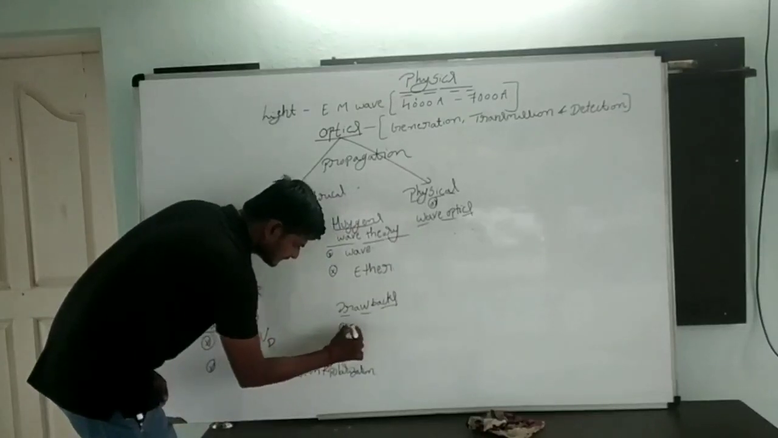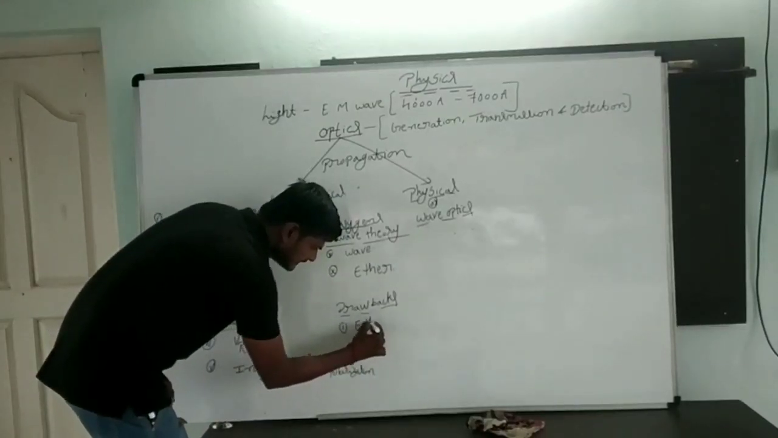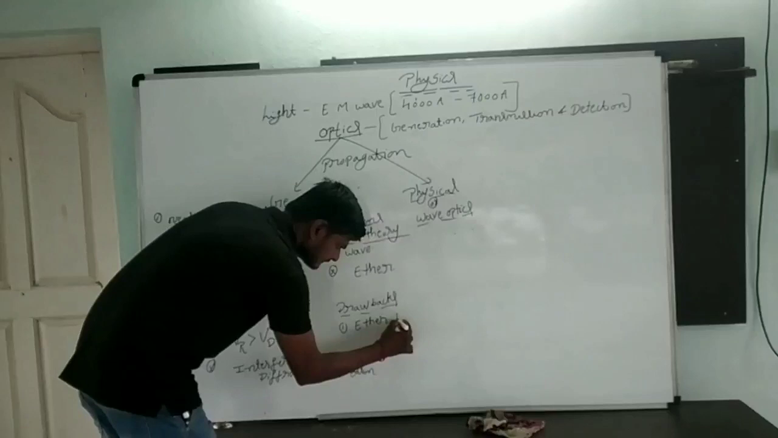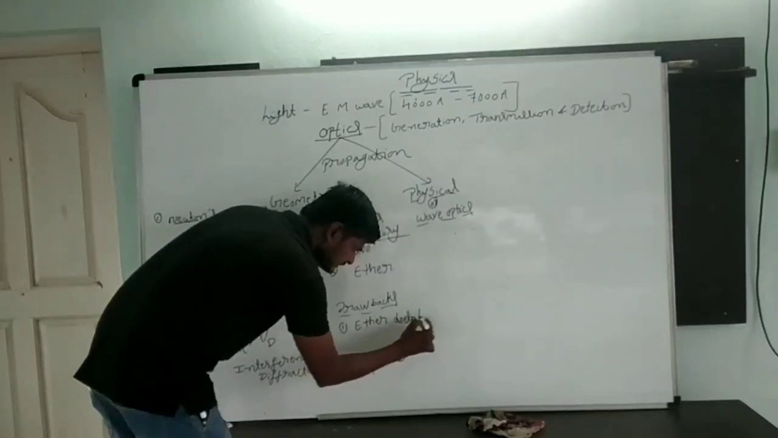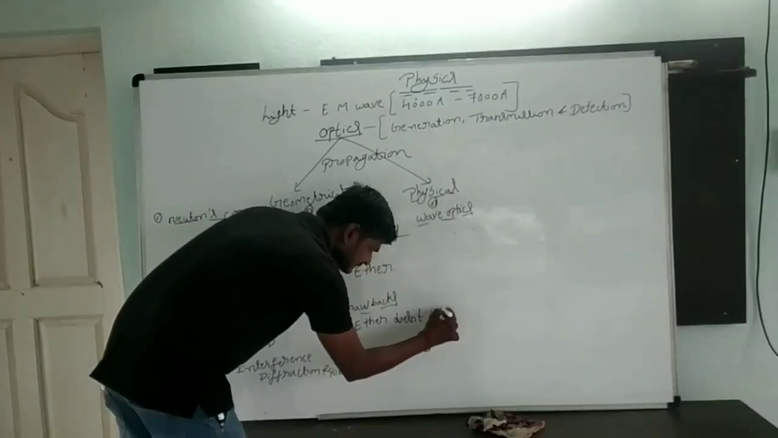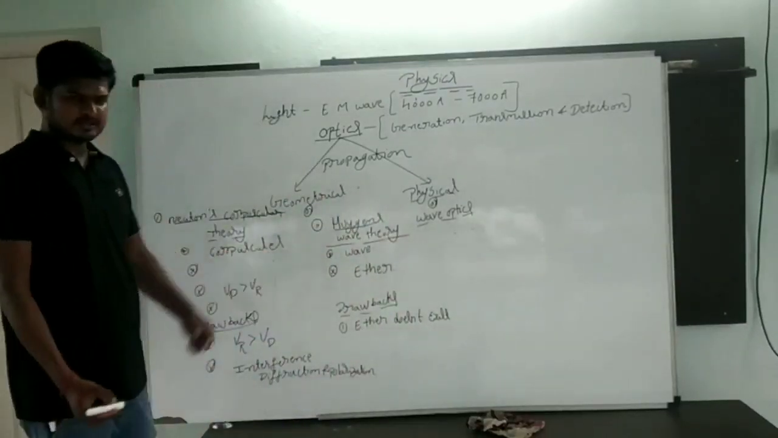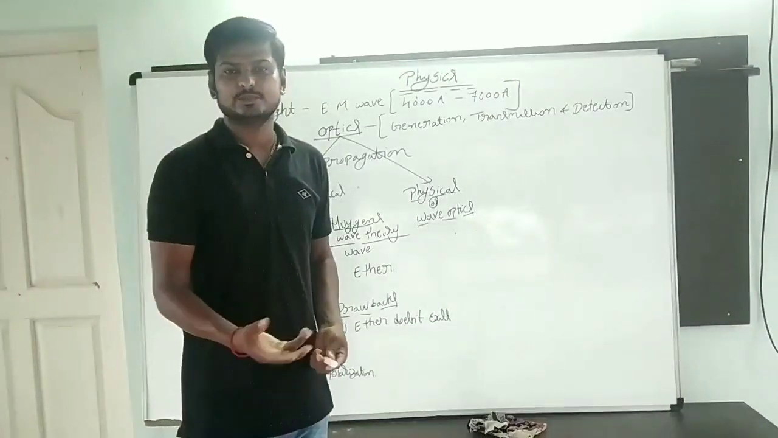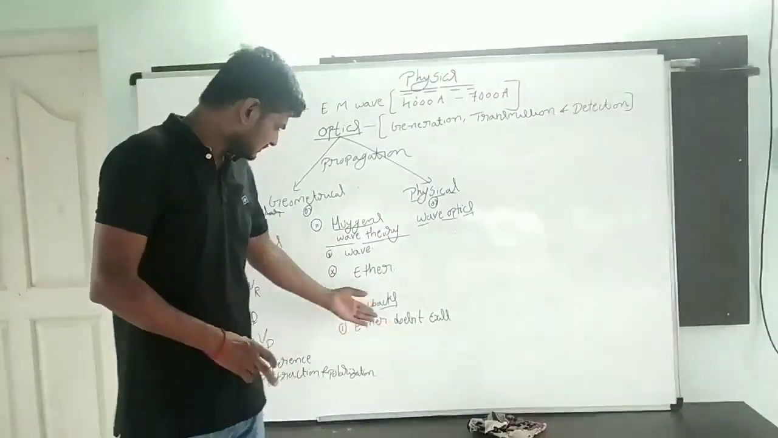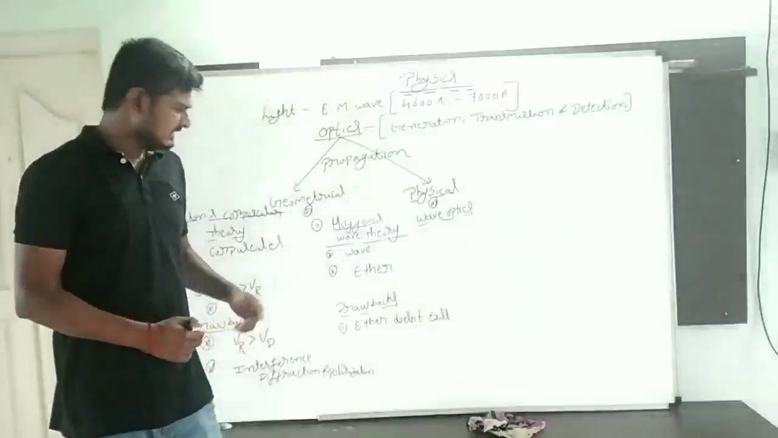First one, ether medium does not exist. There is no separate medium in which light can travel while the speed changes. That's why ether medium does not exist.